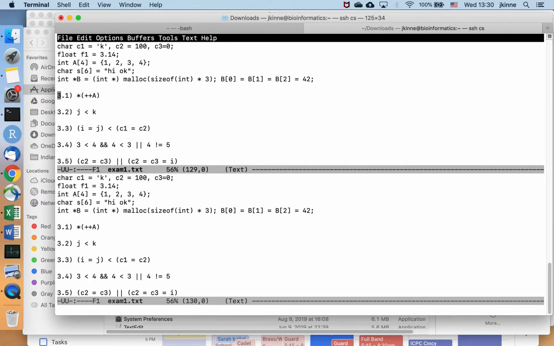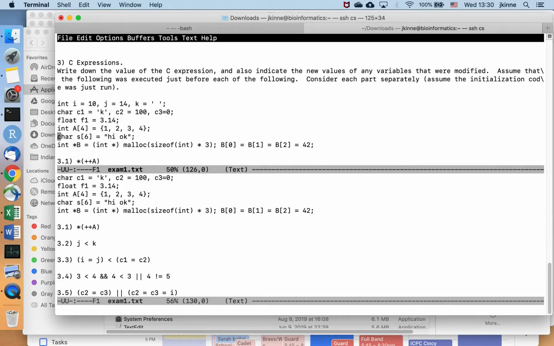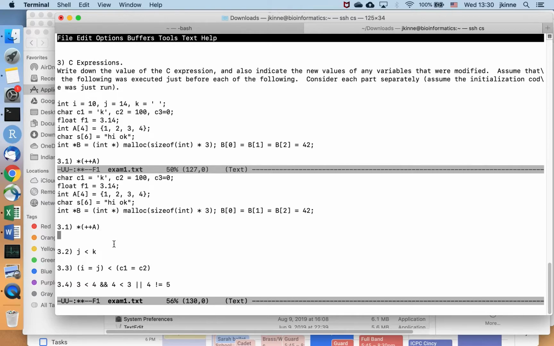Alright, so we'll leave this. That's the code that was just run, and then we're down here. So for this one, the order of operations is first plus A happens. Okay, so this is actually going to give an error, because you're not supposed to do pointer arithmetic on an array variable.